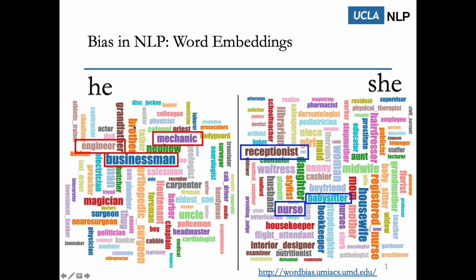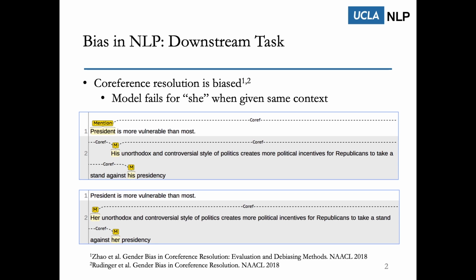Such biases in the embeddings can lead to discriminations in the downstream tasks, such as in coreference resolution. Coreference resolution is an important task in NLP. The goal is to extract all the phrases referring to the same entity in the given text. For example, in the first sentence here, "the president" and "his" refer to the same person. However, if we change the pronoun from "his" to "her", the correct link will break. And similarly, the model fails to correlate females with certain occupations, such as lawyer, programmer, and leader.